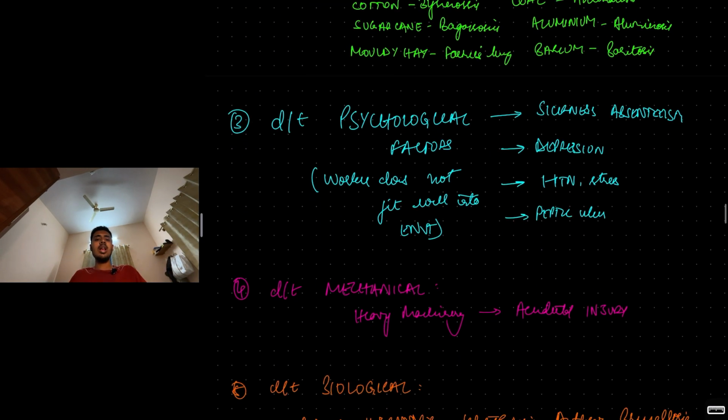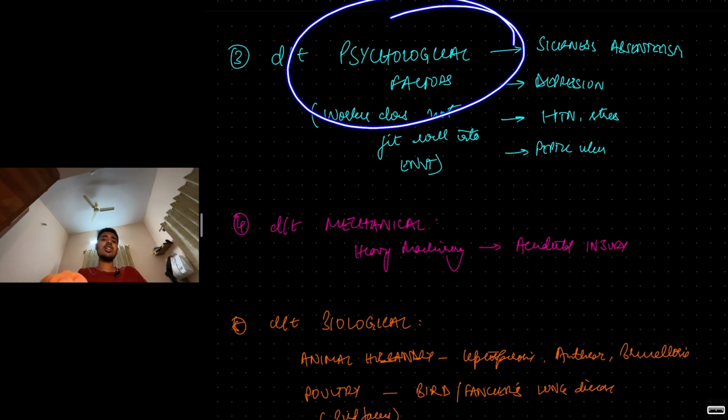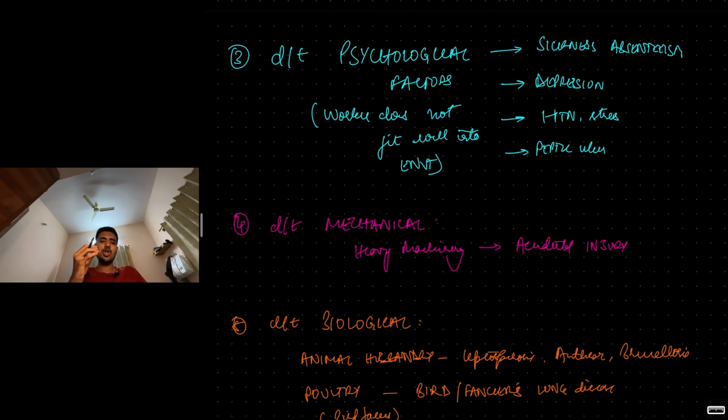Then coming to psychological. Psychological is basically because the worker is not fitting well into the work environment. Worker does not fit well into the job. Sickness, absenteeism. The worker is constantly falling ill, is absent in the job. Depression, hypertension, stress, peptic ulcer, all this anxiety, all this is due to psychological factors where the worker is not fit for the job. Basically, is not adapting well to that job environment.